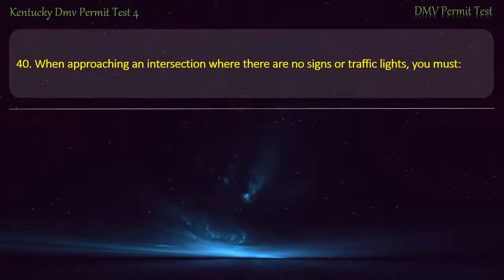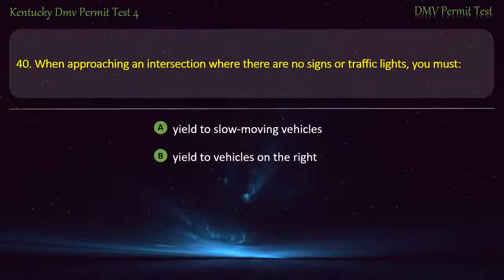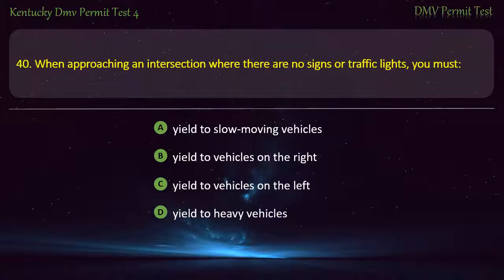Question 40. When approaching an intersection where there are no signs or traffic lights, you must yield to slow-moving vehicles. Yield to vehicles on the right. Yield to vehicles on the left. Yield to heavy vehicles. Answer. Yield to vehicles on the right.